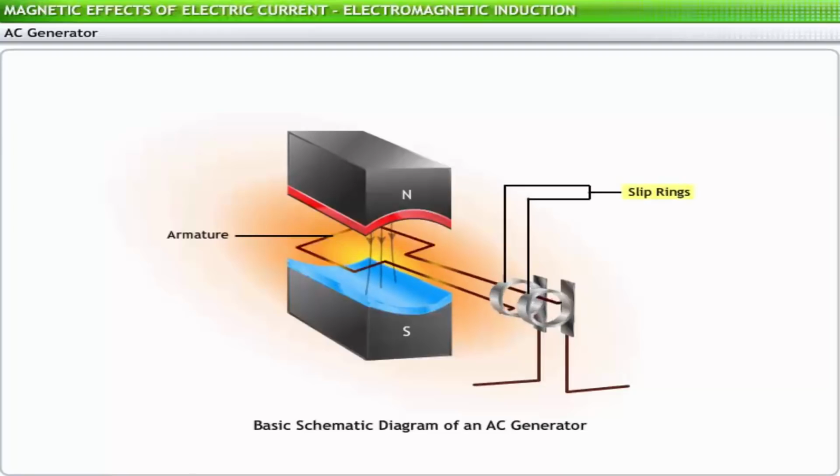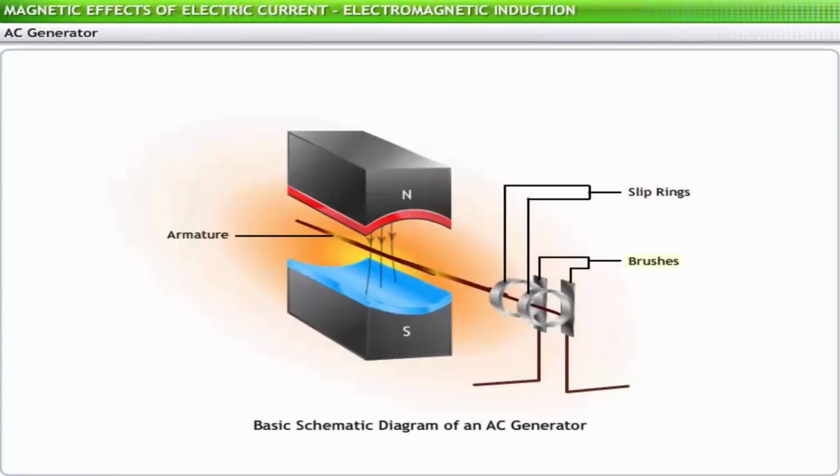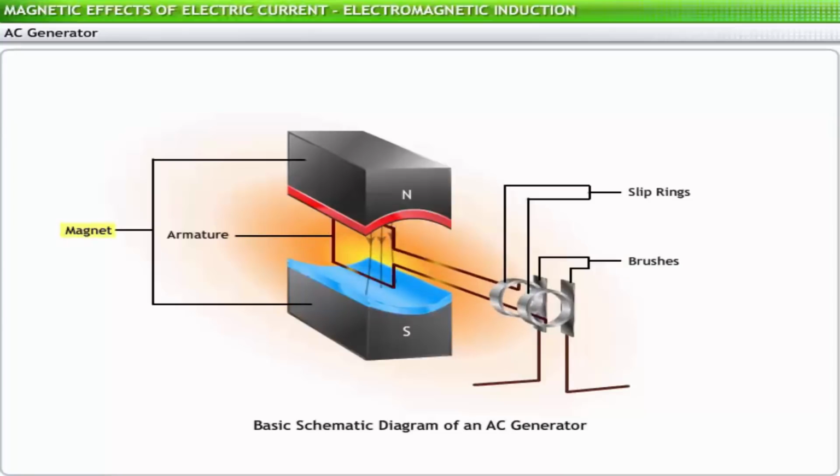two slip rings made of gunmetal, which are connected to the two ends of a coil and rotate with it, brushes to provide electrical contact between the external load and slip rings, and a powerful horseshoe magnet or an electromagnet.